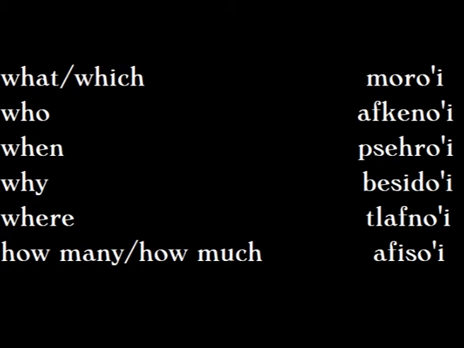Moroi is the word for what, but it's more literally "it" with a question mark on the end. Afken means person, psekhr means time, and so on. These are used essentially the same way as in English, being substituted for a noun in order to create a question.